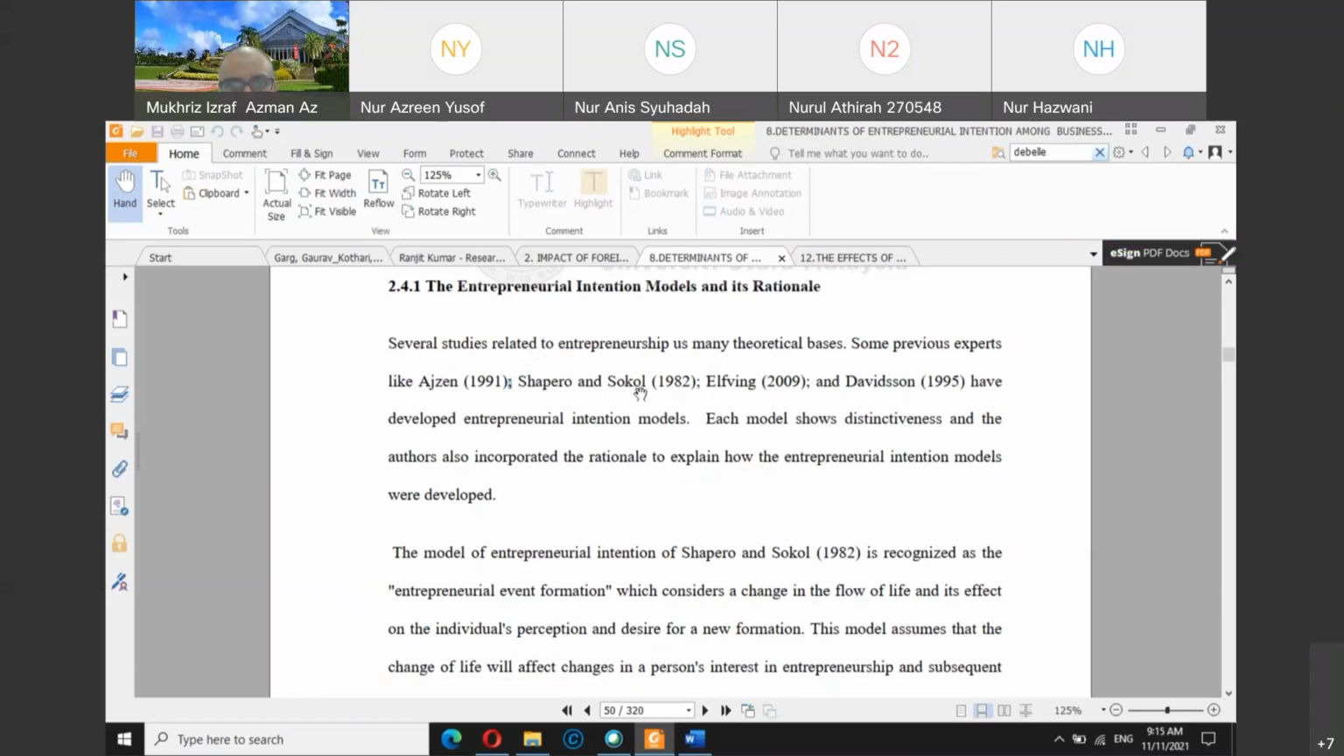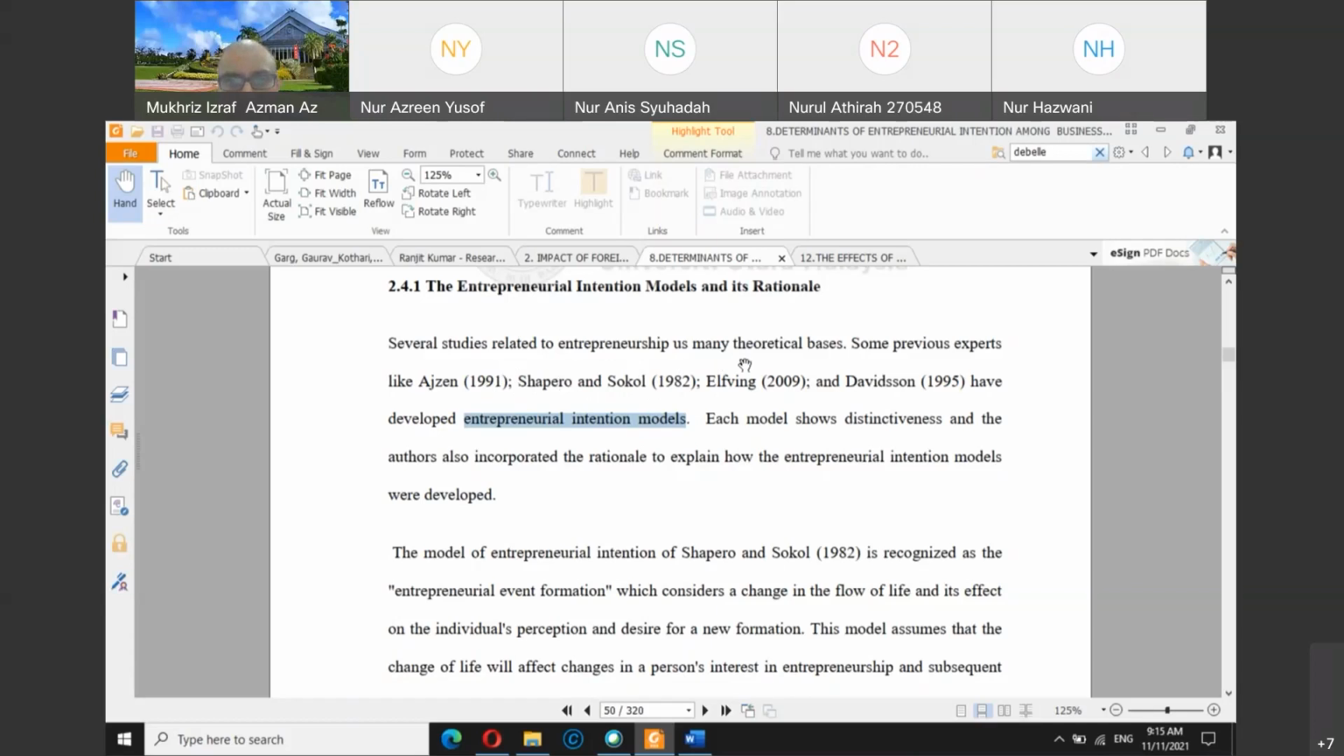So basically, what these people have in common is that they developed the entrepreneurial intention model. So the entrepreneurial intention model here has been developed by these authors. Okay, 1, 2, 3, 4. So these 4 people, what they have in common, all of these four authors are the ones who developed the entrepreneurial intention model. So not only one person, but many other people have developed this model. Okay, so this is one way of writing.